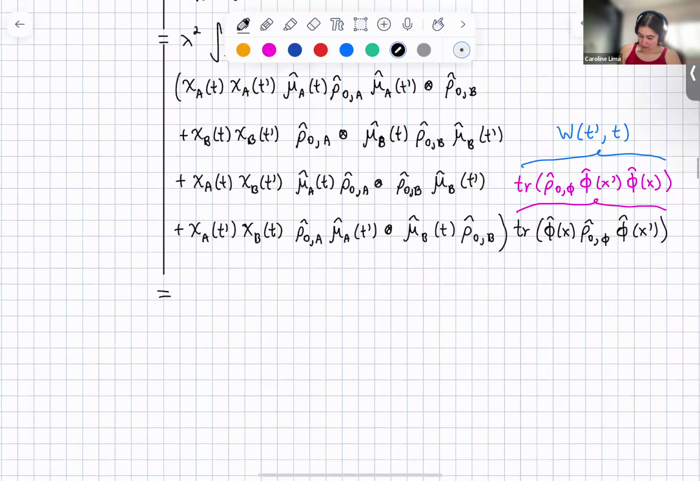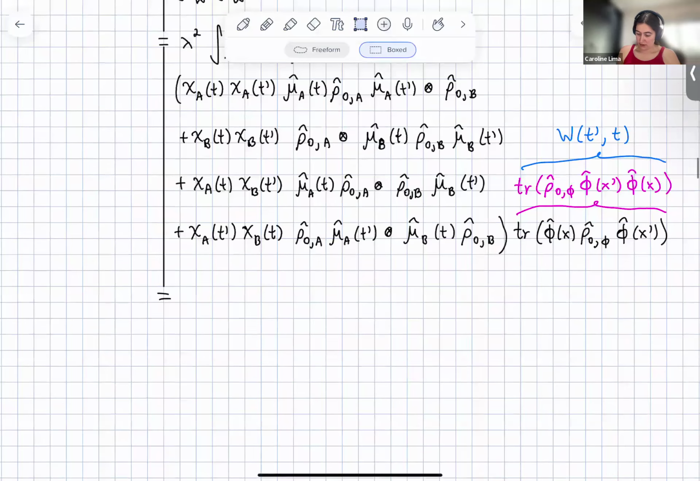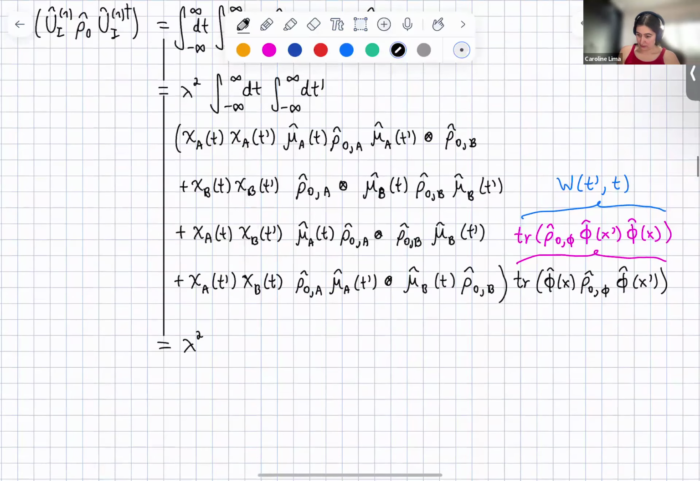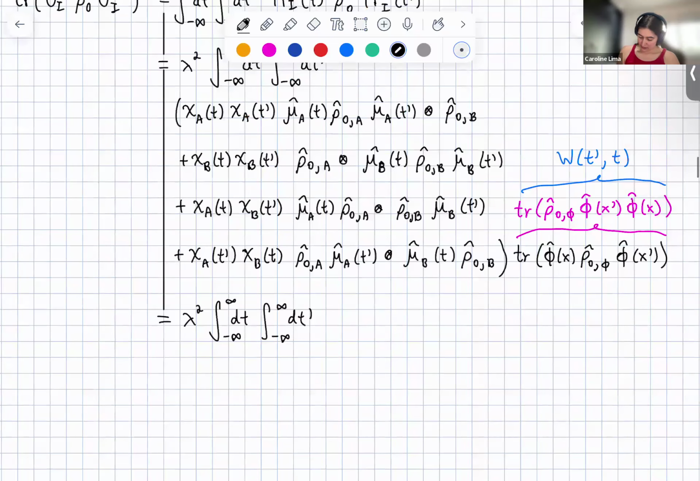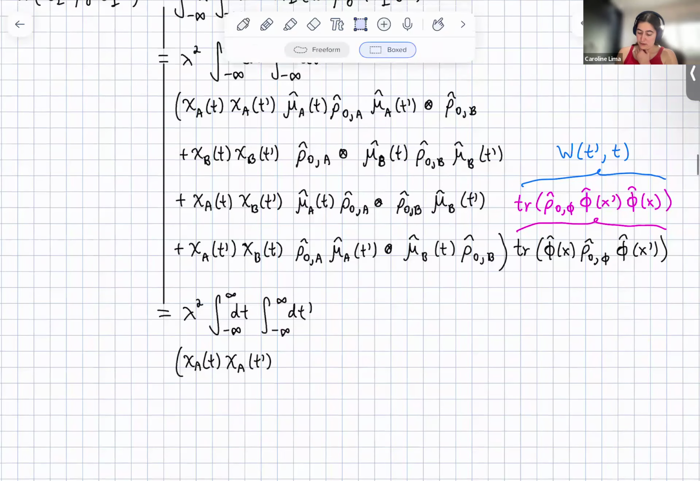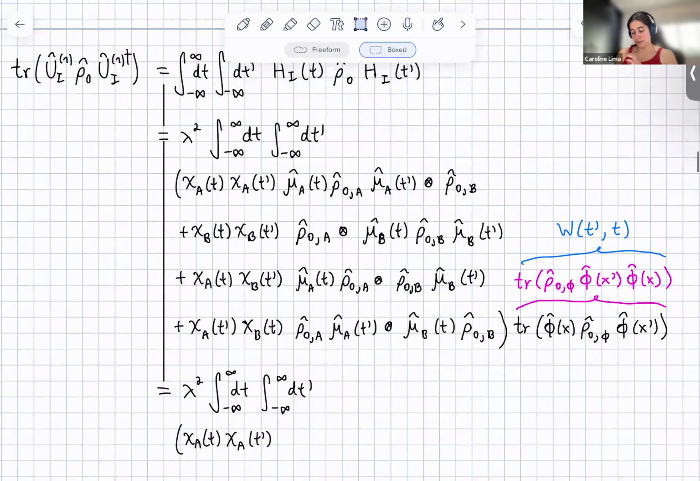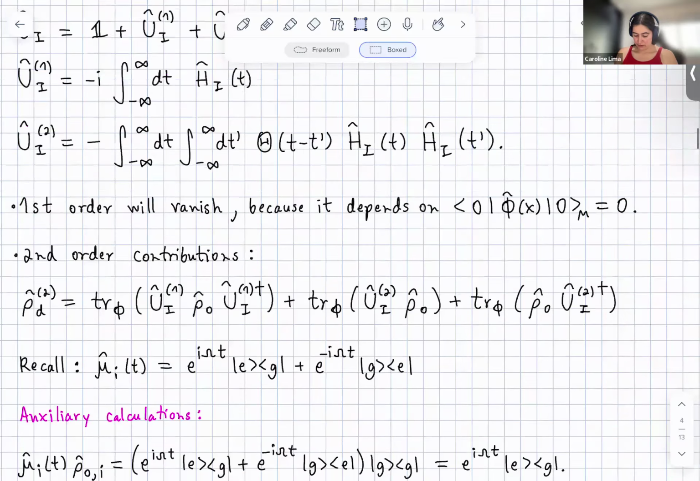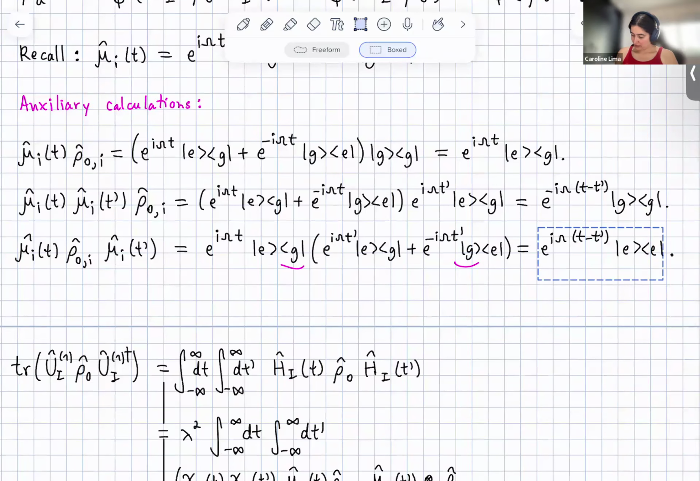Okay. So let's just use these auxiliary calculations to continue our equation. So the first one, I'll just copy these chi's, right? So chi A of t, chi A of t prime. And then I'll just copy whatever I found for this term here, okay? So mu A of t, rho, mu A of t prime. So what did we have here? We had something like this, right?